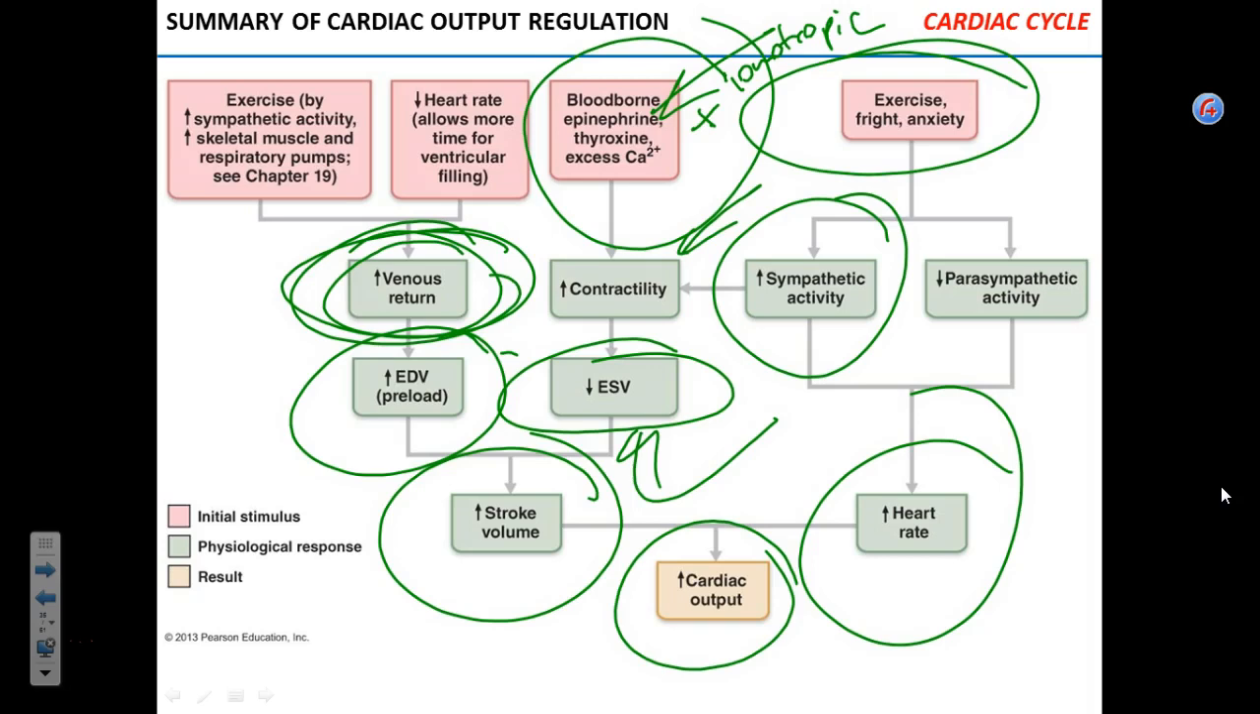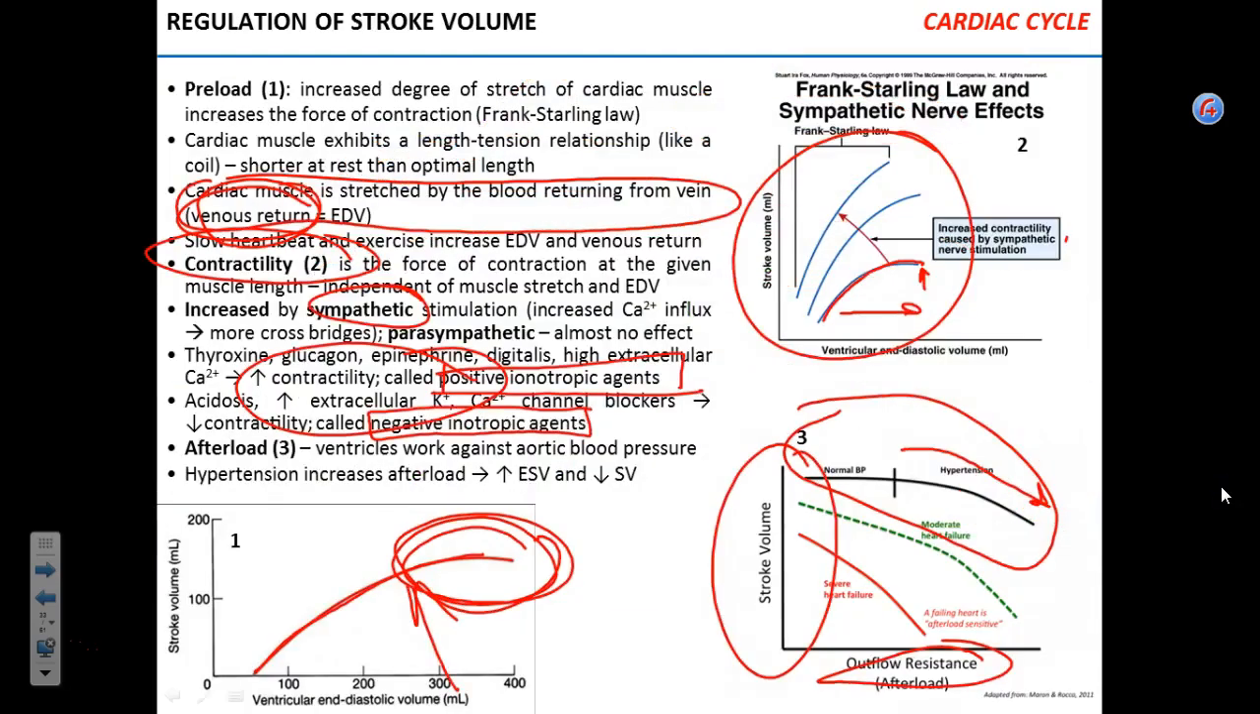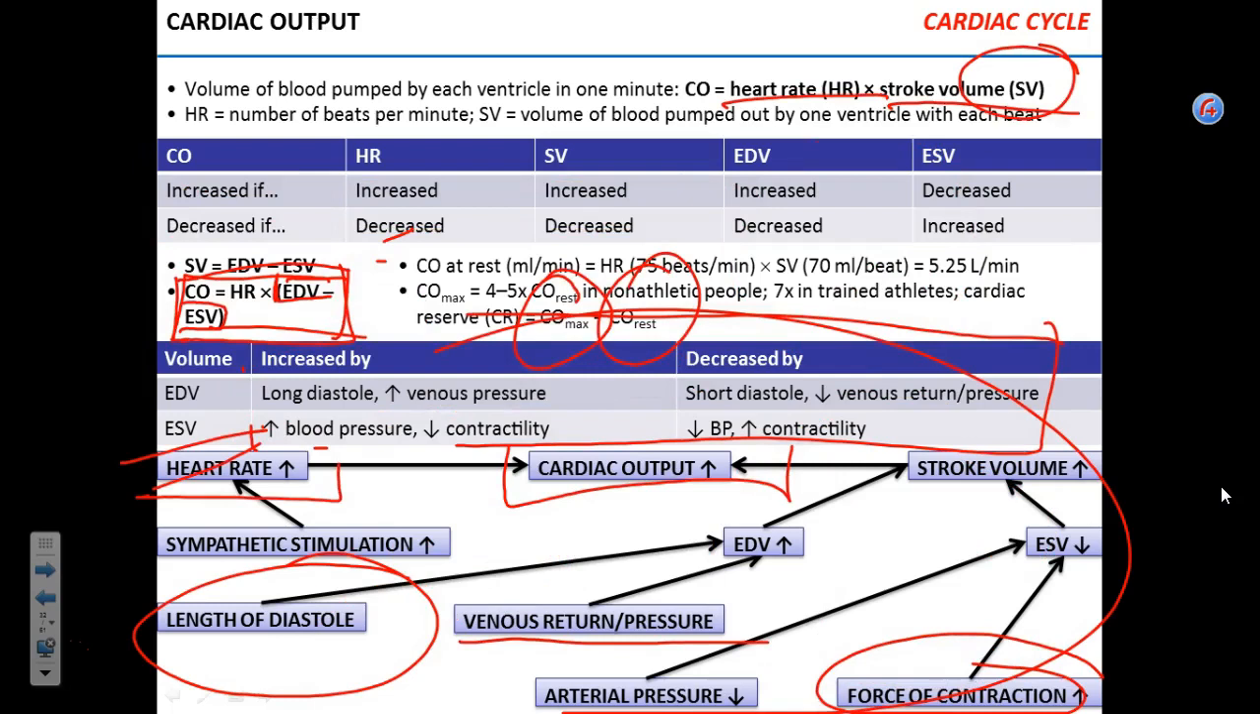Okay. More or less clear? Seriously, that equation right here, if you know what changes heart rate, end diastolic volume, and end systolic volume, few questions on the exam for sure. Okay? All right.